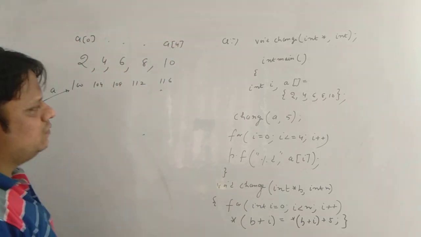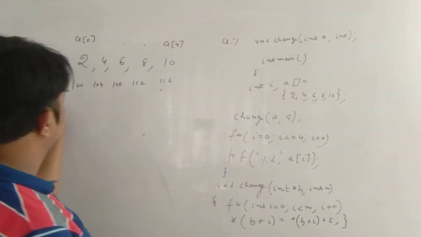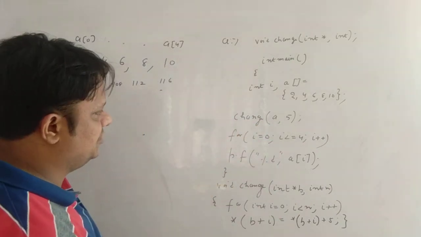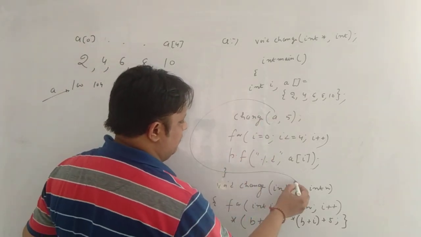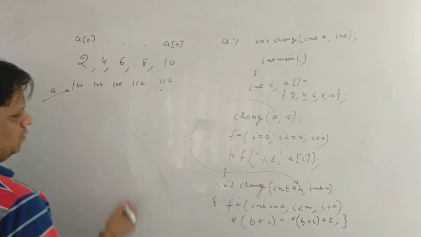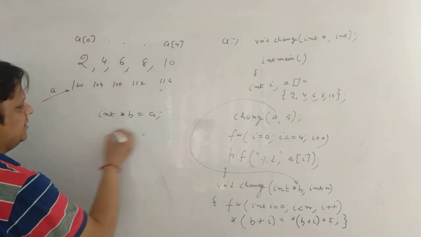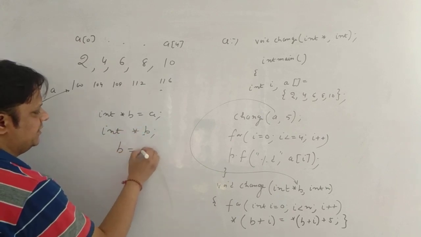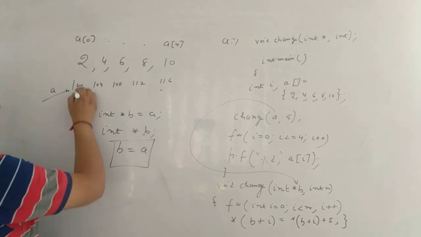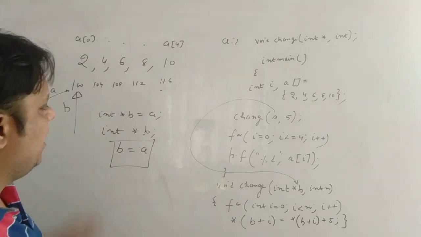Right? Now, what you are passing? You are passing a, 5. So a is nothing but the base address of the 0th element of the array, and that a you are storing in a pointer variable b. So when you write int *b = a, you have a pointer int *b, and that b is equal to a. It means your pointer b is also pointing to the base address 100.